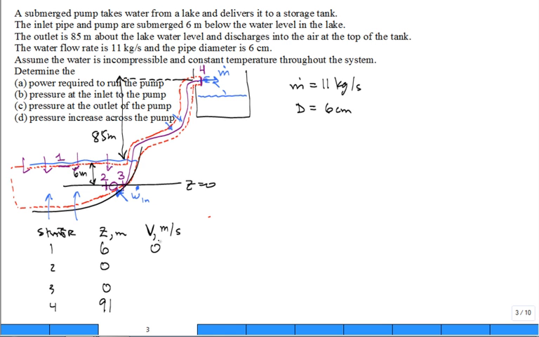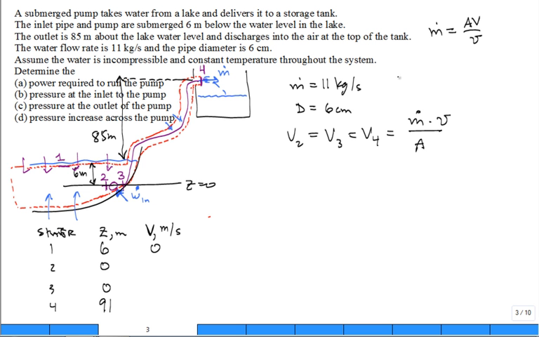True? Isn't the speed at 2, which is a 6 centimeter pipe, and the speed at 3 and the speed at 4 all the same? They're all the same. And how would I calculate it? Well, I know the mass flow rate, 11 kilograms per second. I multiply by the specific volume. That gives me a volumetric flow rate. And then I divide by the area of the pipe. Or maybe you just remember m dot equals AV divided by the specific volume. I need to solve for V.